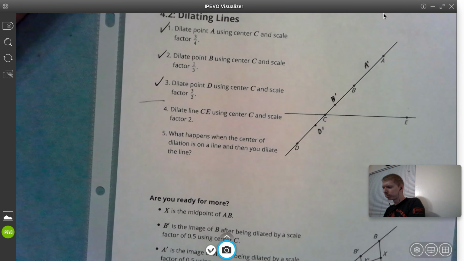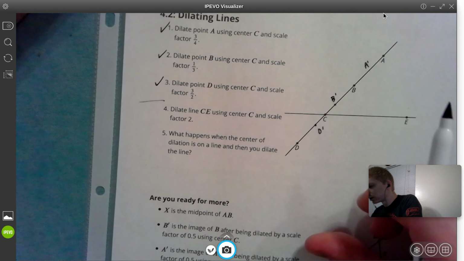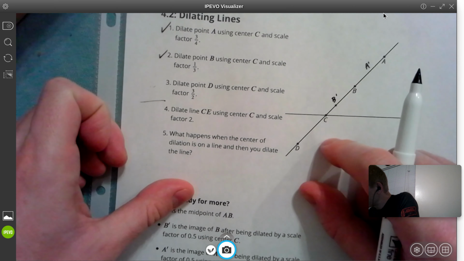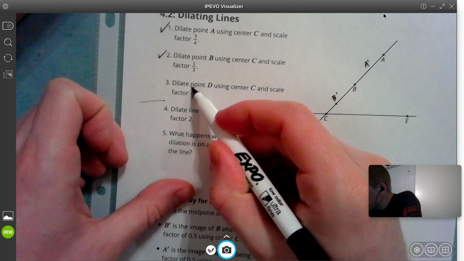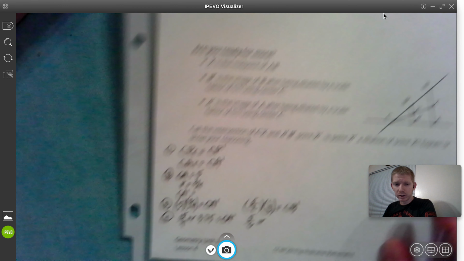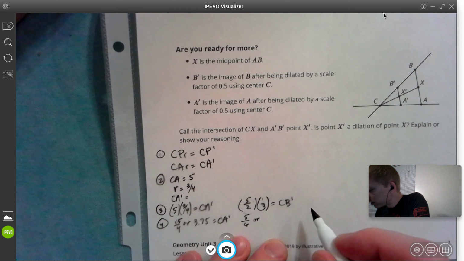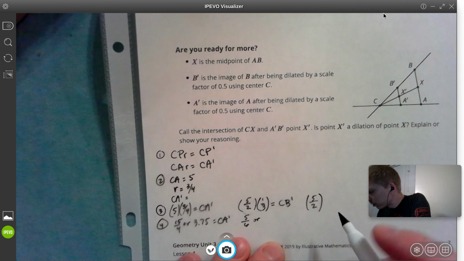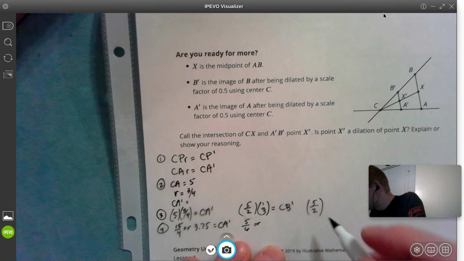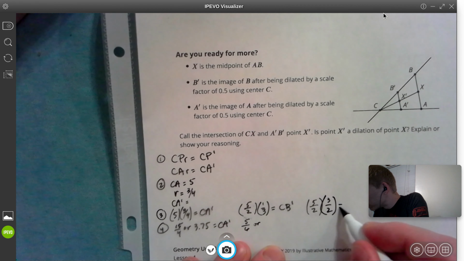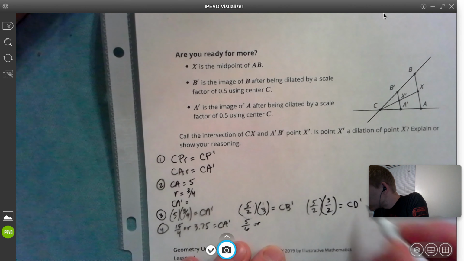All right. Oh, wait a second. The distance was the same, but the scale factor was different. Gotta always pay close attention to that scale factor. All right, so let us do this calculation. This time, we have 2.5 or 5/2 centimeters, the same distance, but now our scale factor is 3/2. So this is going to give us the distance from C to D prime.